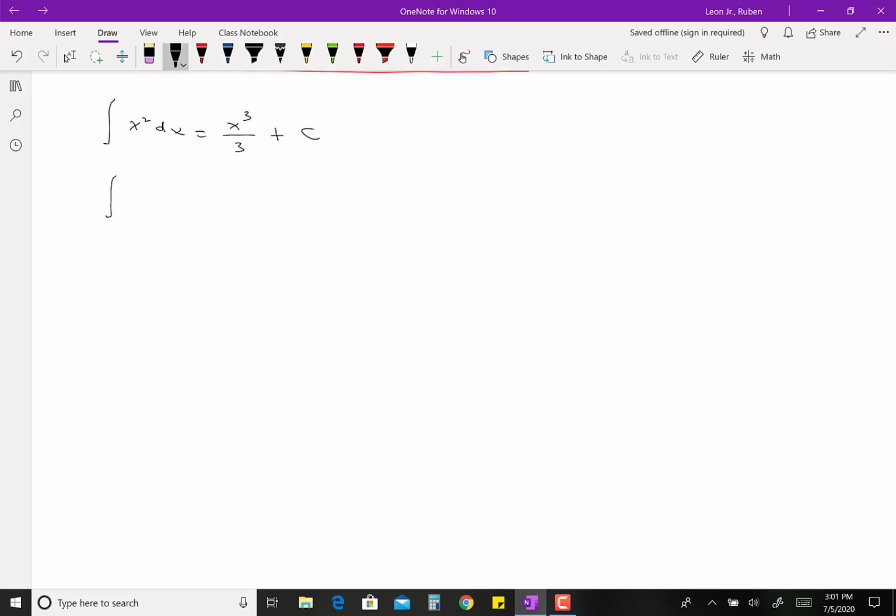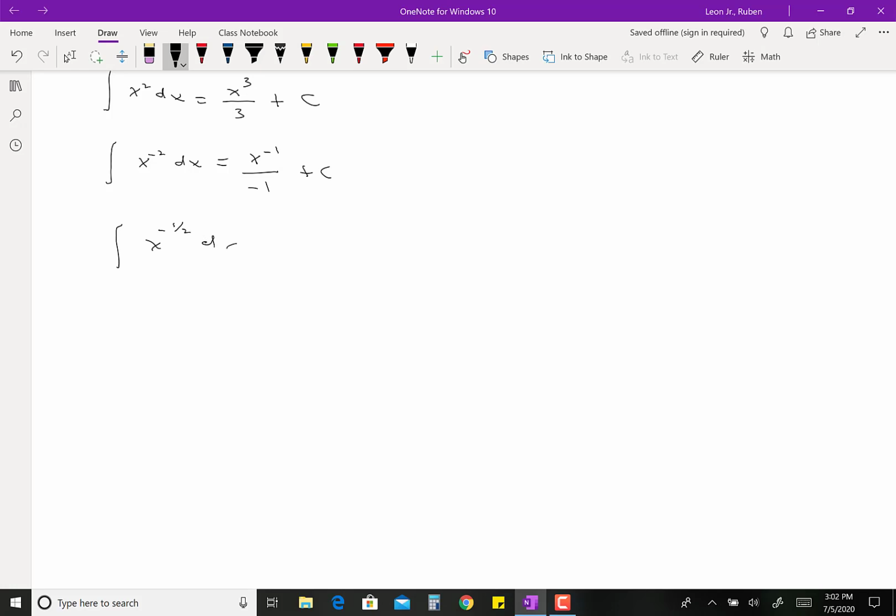So what if we wanted to find an antiderivative of, let's say, x to the negative 2 with respect to x? We get the same result. We add 1 to the exponent, we get x to the negative 1 over negative 1 plus a constant. We can either leave it like that or write it as negative 1 over x plus a constant. What I'm basically illustrating to you is the main formula that you learned for powers in your first semester calculus. Suppose we want to look at something like the antiderivative of x to the negative 1/2 with respect to x.